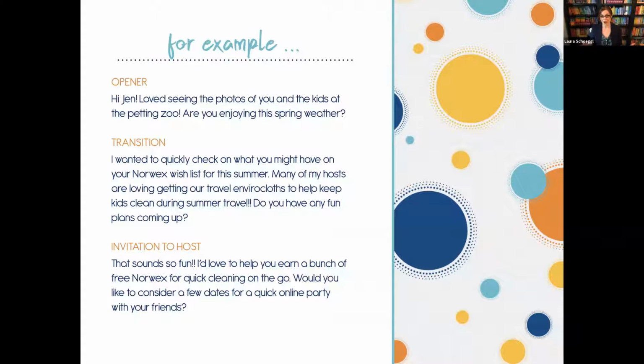And then we switch to that invitation to host. That sounds so fun. Hopefully they had a fun plan, right? I would love to help you earn a bunch of Norwex for quick cleaning on the go. Would you like to consider a few dates for a quick online party with your friends? So that's essentially working your way through a booking blitz and finding your Sqweee hosts.